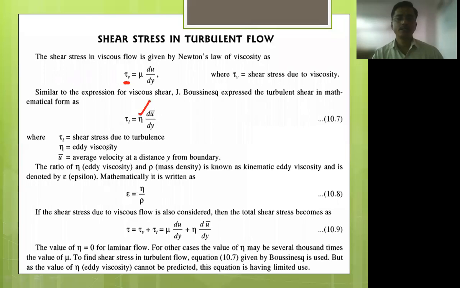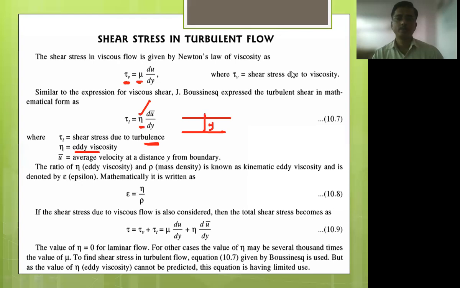So what is this eta here? The eta is the eddy viscosity. Here we call it a dynamic viscosity. Tau t is the shear stress due to the turbulence, and u bar is the average velocity at a distance y from the boundary. Okay, at what distance from the boundary we are measuring and finding out the shear stress, this is the y.